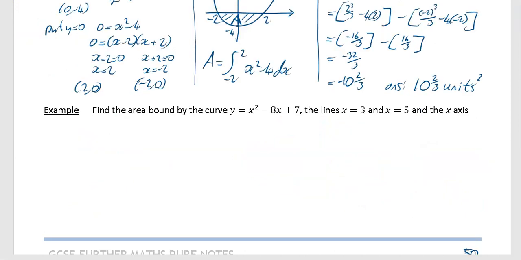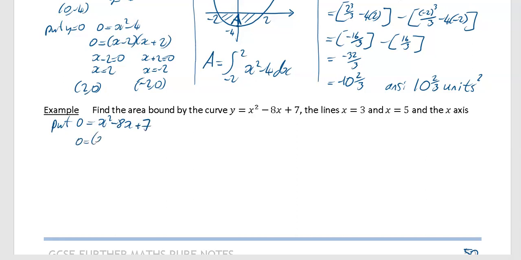Okay, this next example says, find the area bound by the curve y is equal to x squared minus 8x plus 7, and the lines x equals 3 and x equals 5 and the x-axis. So we're going to just do a wee diagram and have a wee look at what we've got. So first thing I'm going to do is just put 0 equal to x squared minus 8x plus 7. So this is me putting my y equal to 0. And then I'm going to factorize this.